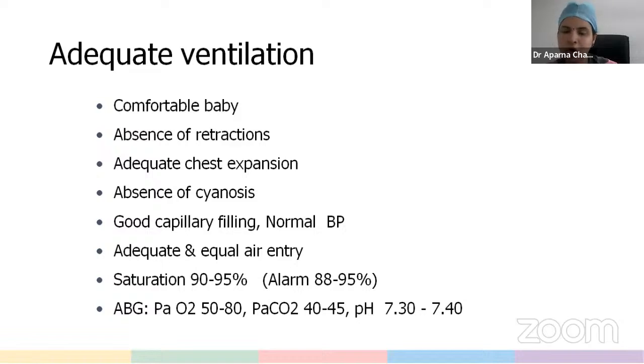PaCO2 in the normal range, although in a ventilated baby we may accept up to 45 or 50 millimeters of mercury, provided the baby is hemodynamically stable and the pH is more than 7.25. This is per the concept of permissive hypercapnia. So presence of all these clinical and blood gas parameters indicates that the baby is getting adequate ventilation. Comfortable, absence of retractions, normal, optimal saturations, optimal blood gas, and optimal hemodynamic status.